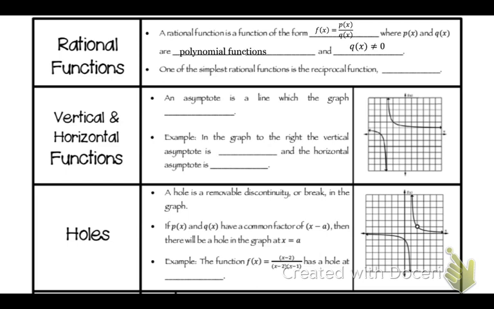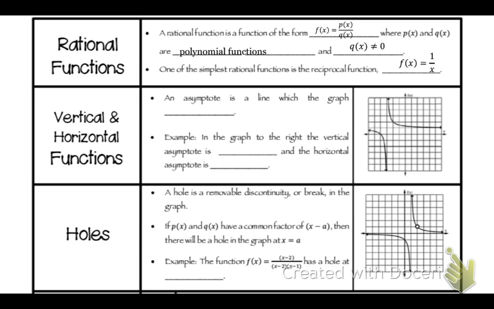You guys should know that by now. So q of x cannot equal 0. And one of the simplest rational functions is the reciprocal function, f of x equals 1 over x. We've worked with that the past couple sections where we just plug it into our calculator and graph it. This one's going to be a little bit different. We're not using a calculator to graph these.